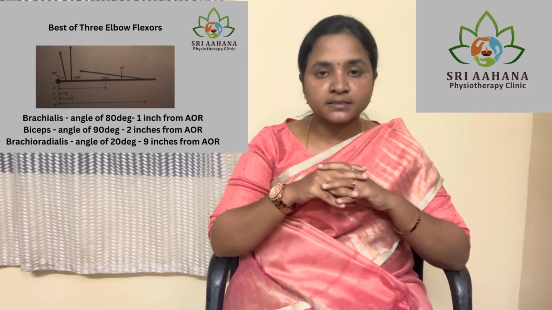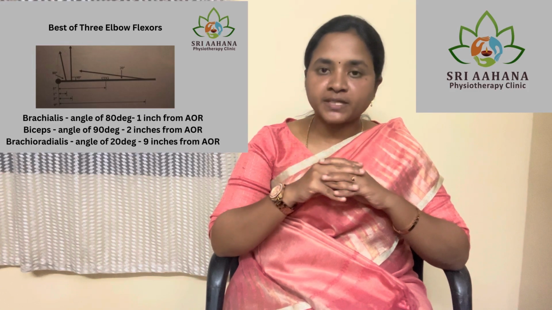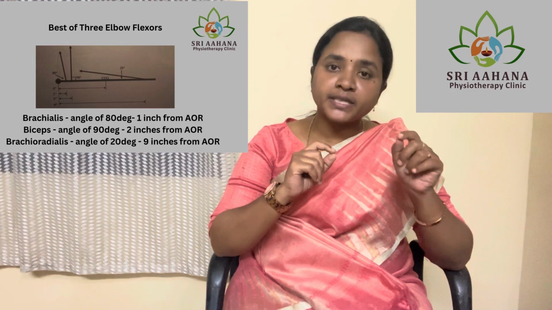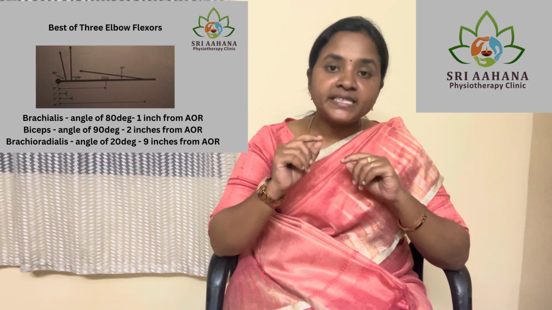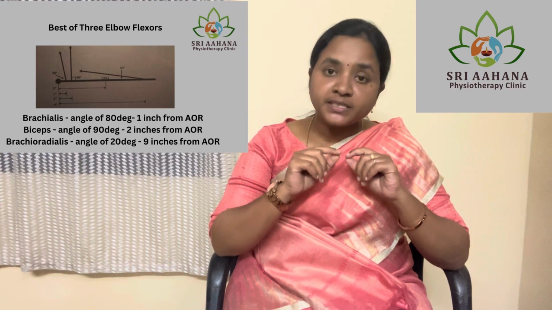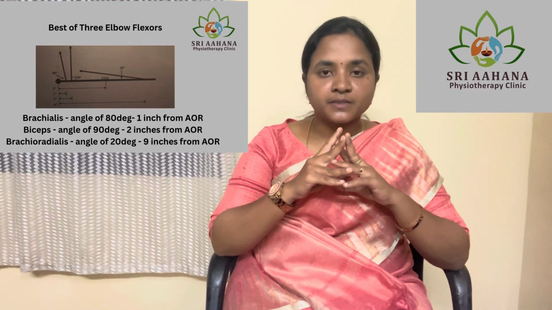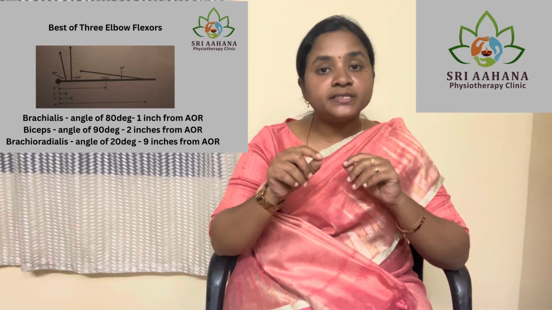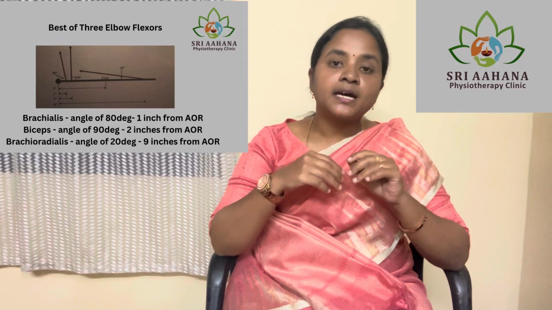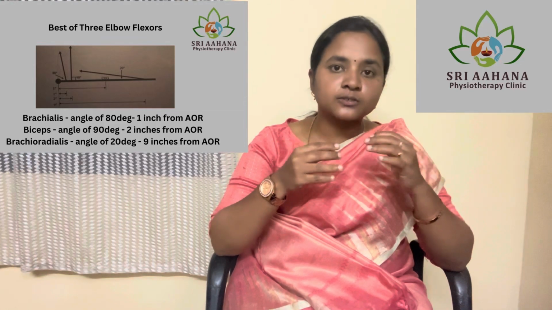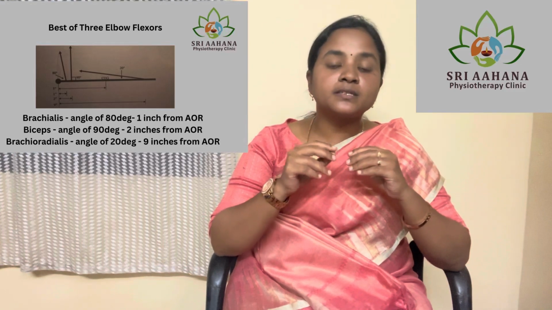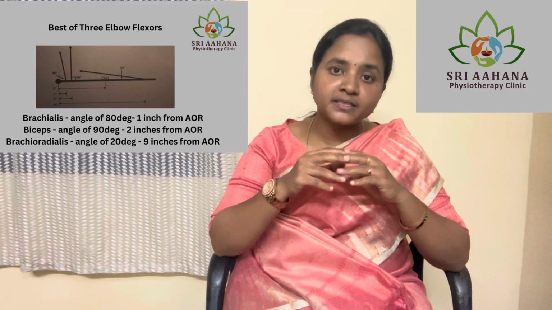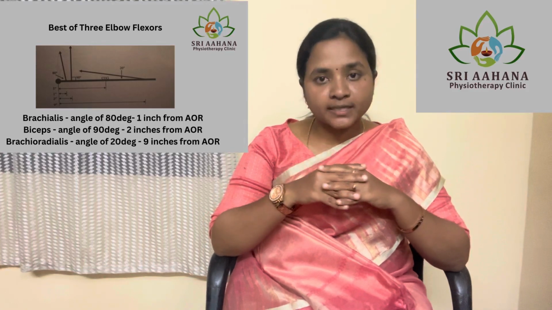The next interesting thing is the best of 3 elbow flexors. To know the best of 3 elbow flexors, first let us talk about brachialis. Brachialis inserts at an angle of 80 degrees and it is 1 inch away from the axis of rotation. Next we have the biceps, which inserts at an angle of 90 degrees and it is 2 inches away from the axis of rotation. Then we have the brachioradialis muscle, which is inserted at an angle of 20 degrees and is 9 inches away from the axis of rotation.